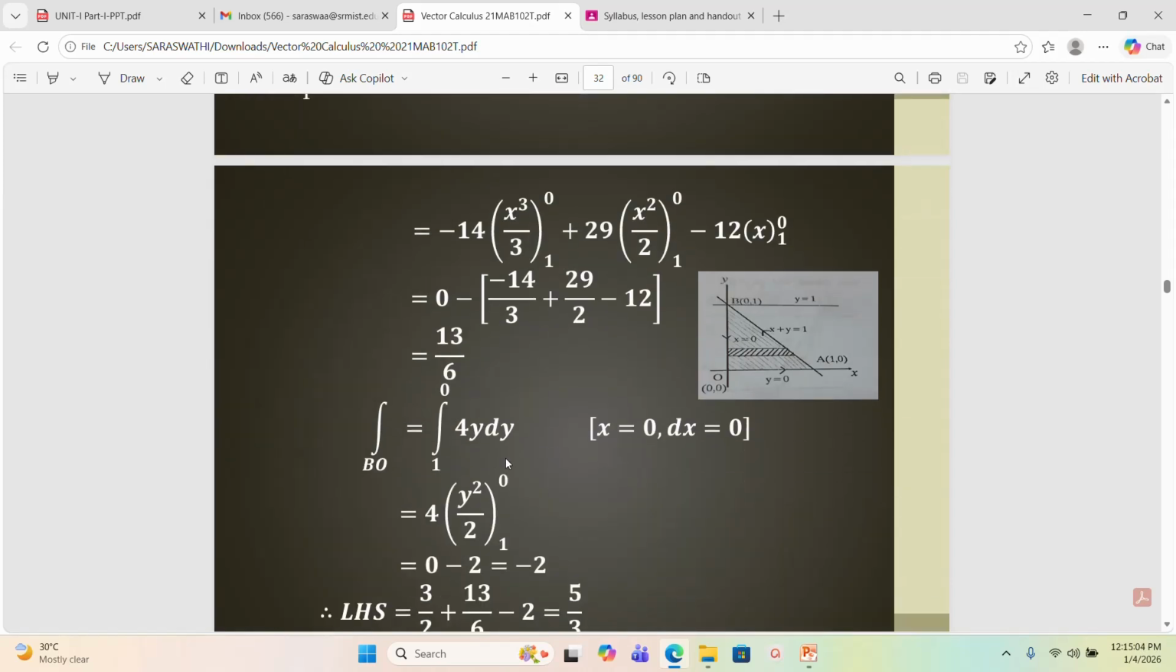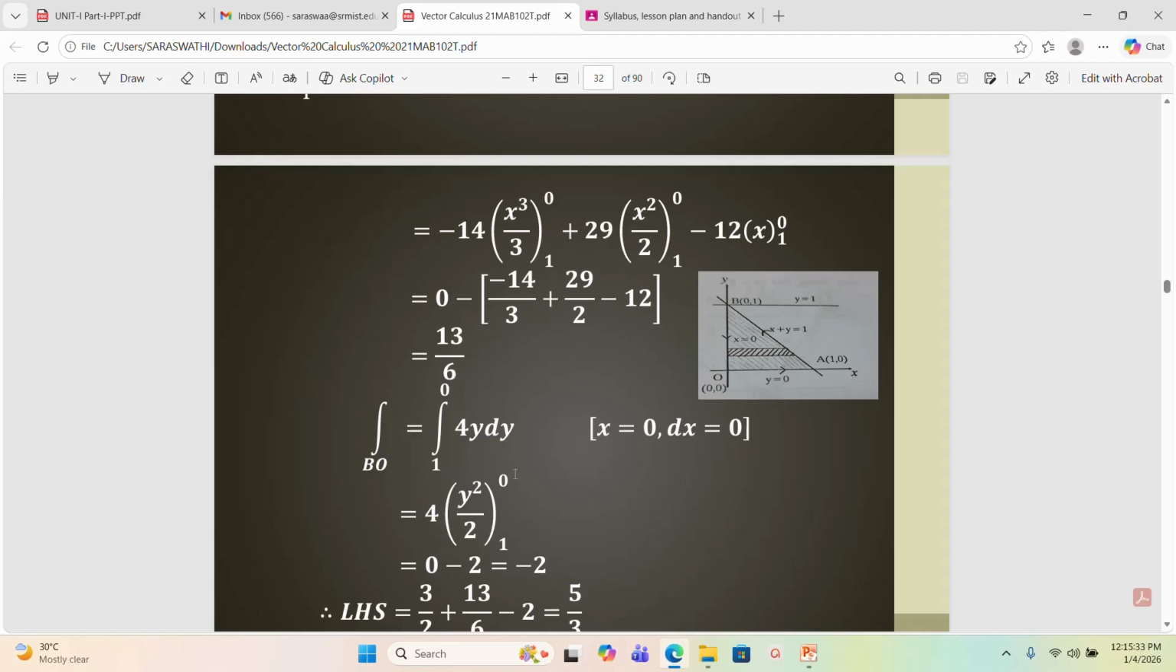So now only 4y into dy remains, and the limit for y. Here 0 comma 1 is the value of B, and 0 comma 0 is the value of O. Now we are going to take the y limits. So 1 to 0. Here y equal to 1, here y equal to 0. Now integrate. 4 is the constant, integral y dy equal to y square by 2, close the limit from 1 to 0. Now 4 by 2 is 2.